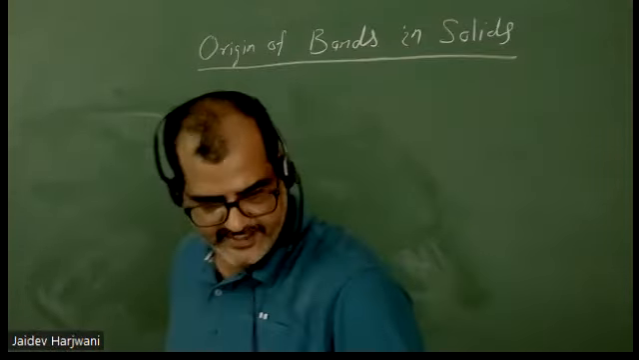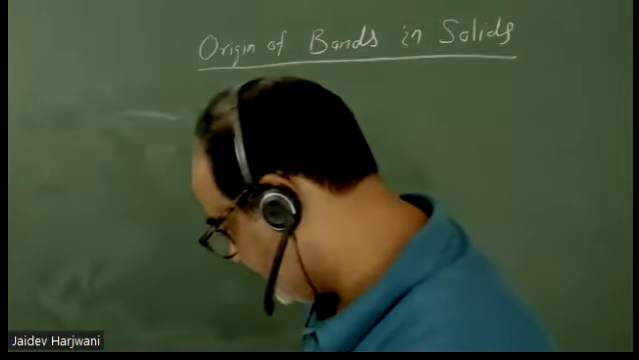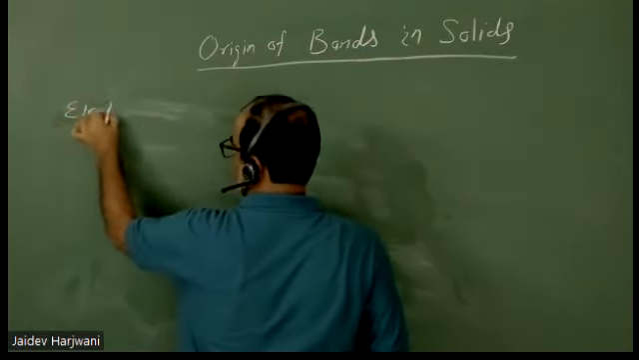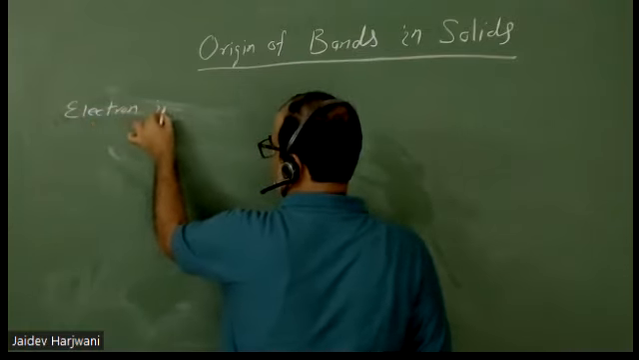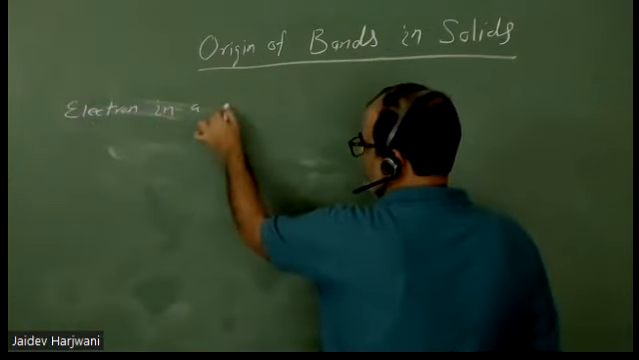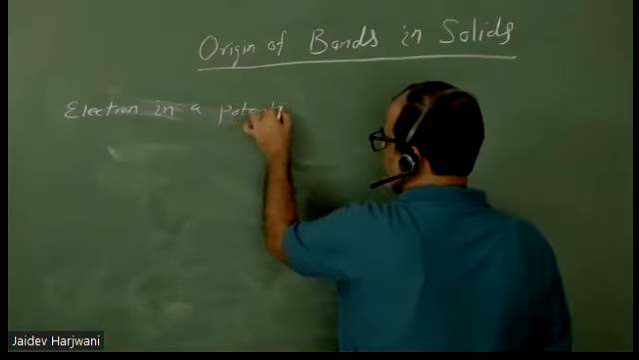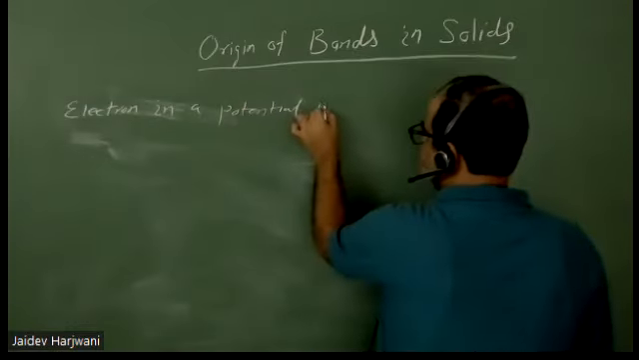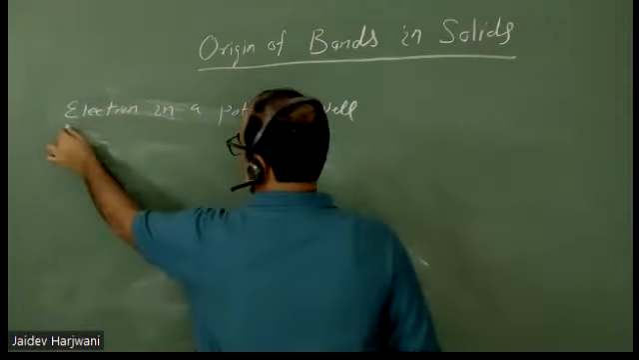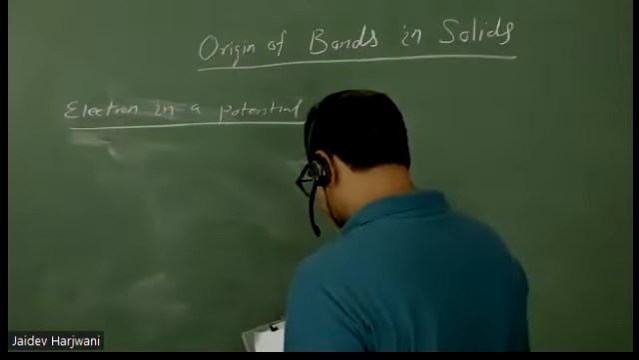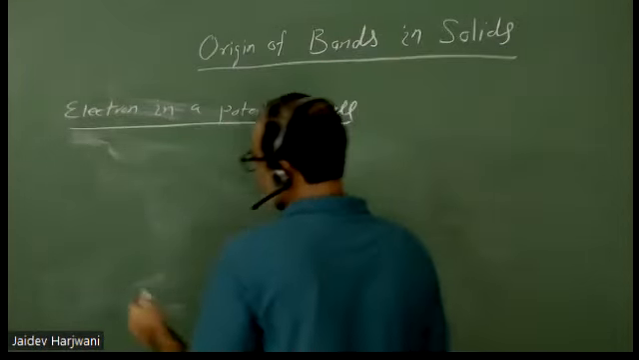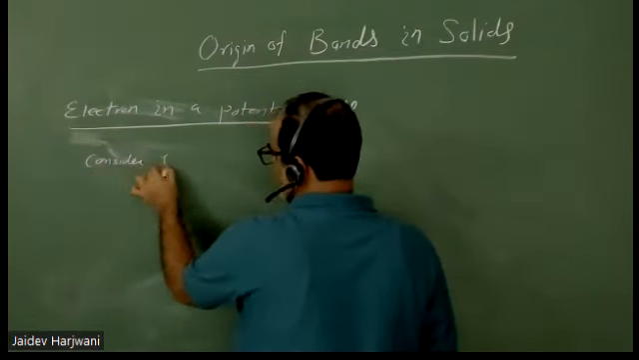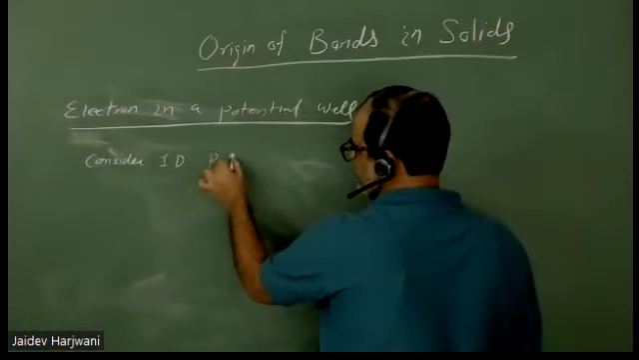Now put the second heading: electron in a potential well. Here I am assuming the potential well is one dimensional. So if my potential is one dimensional, consider a 1D potential well.